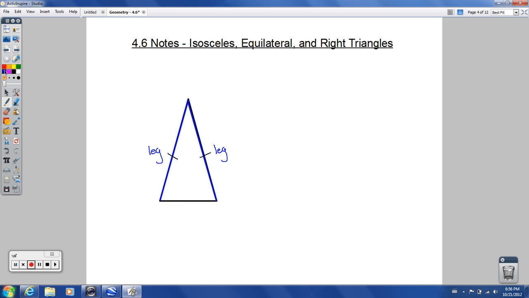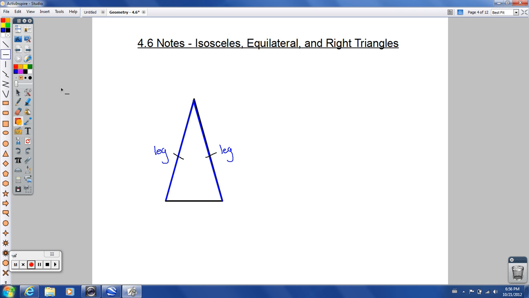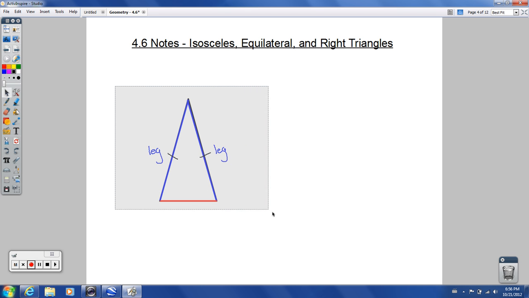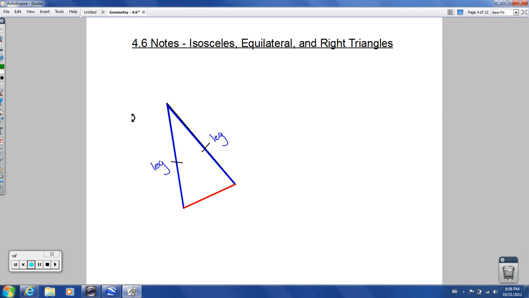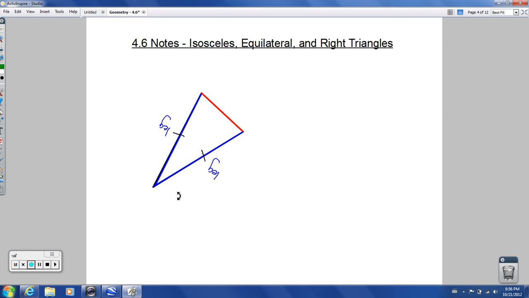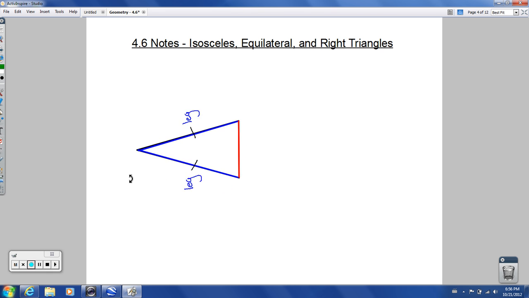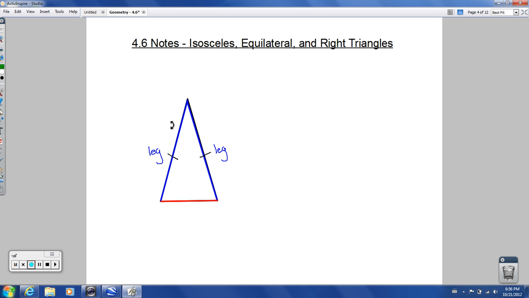And then this part down here is called the base. Does the base have to be on the bottom? No. Let me show you what I mean. Could I spin this around, and is the red part still the base? Yes, these two are still the legs. They're the equal, congruent parts, and that's the base. For right now it is on the bottom, but it doesn't have to be on the bottom, just so you know that.